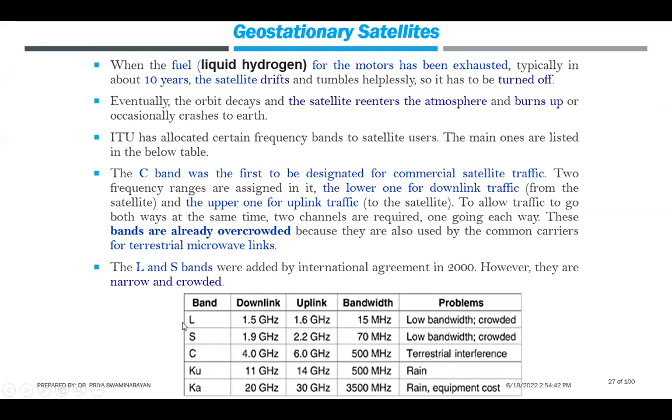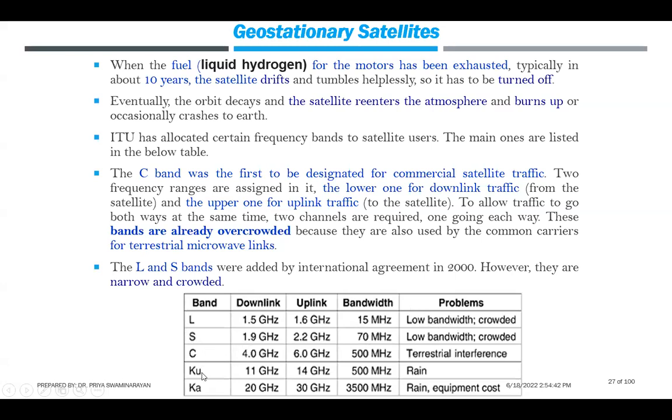Then they proposed two additional bands in the year 2000: the L band and the S band. This is the frequency range for the downlink, 1.5 gigahertz, and 1.6 gigahertz for uplink, and the bandwidth is 15 megahertz. The third band is the S band, again 1.9 gigahertz and 2.2 gigahertz, but here the bandwidth is increased from 15 to 70 megahertz. But again, the drawback of the L band and S band is that they have low bandwidth, and both are already crowded.